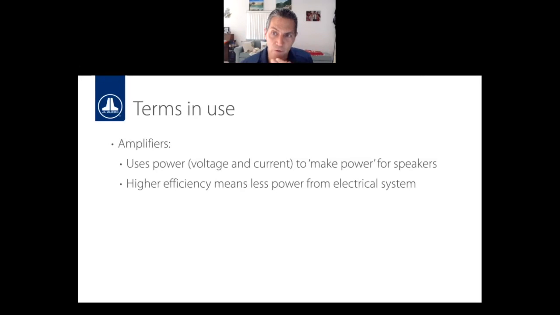Those numbers that we shared earlier already factored in the efficiency of a standard Class D amplifier, and the other ones also factored in AB amplifiers, and that's why those were higher. That difference in efficiency was reflected in those numbers. Higher efficiency means less power from an electrical system for a given amount of power for your speakers.